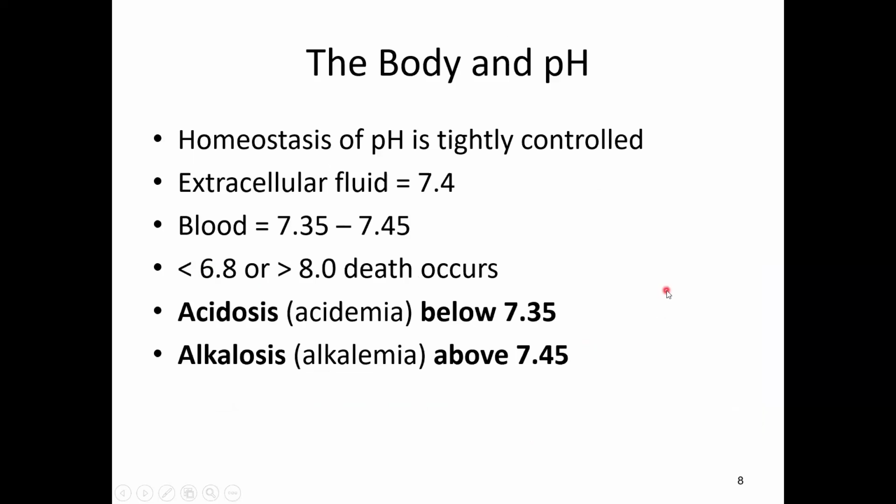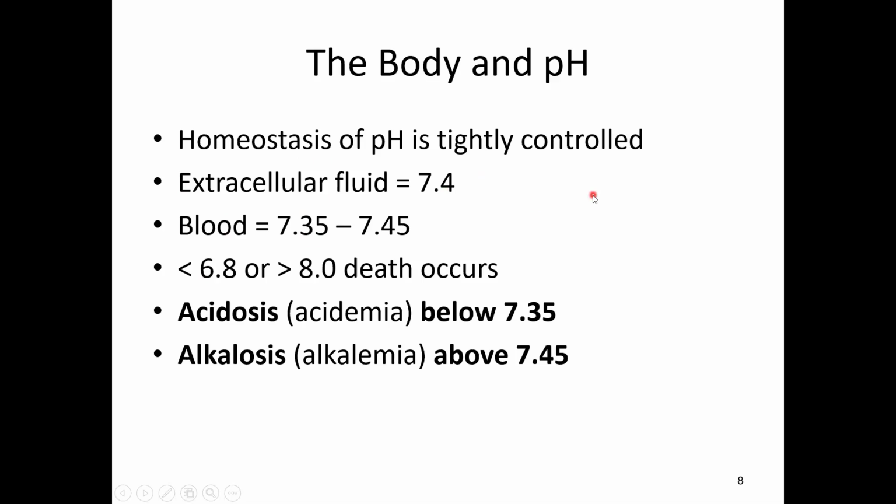So how is the body going to maintain the pH? We can understand it by looking at the normal pH ranges of the blood and extracellular fluid. Usually, the normal pH of the extracellular fluid is 7.4, and blood pH is in the range of 7.35 to 7.45. This pH is tightly controlled by the homeostasis mechanisms of the body.